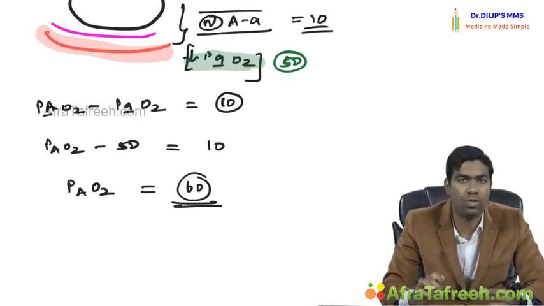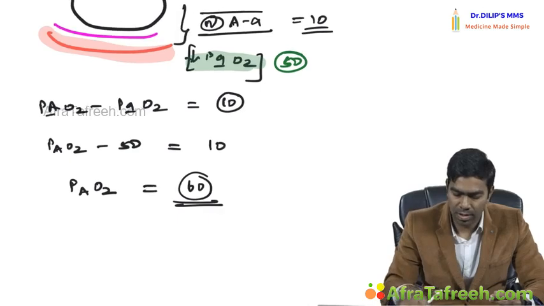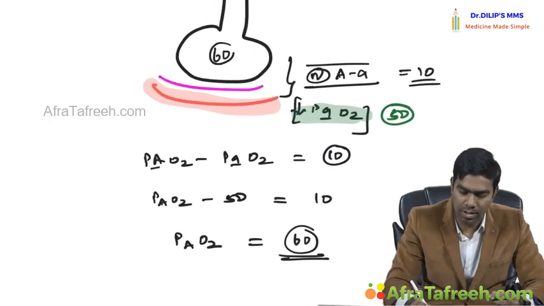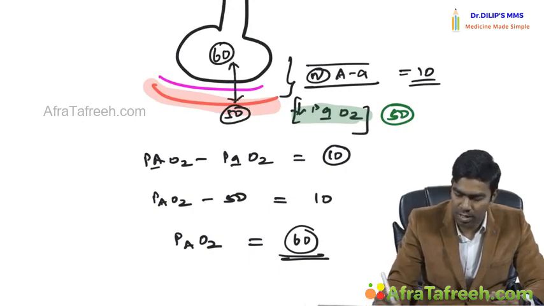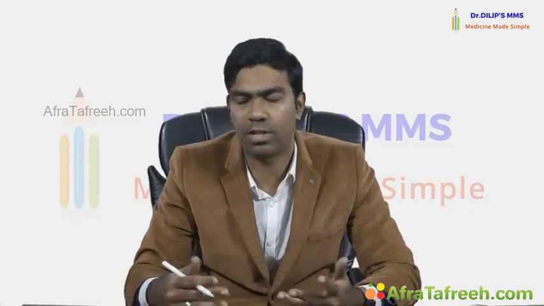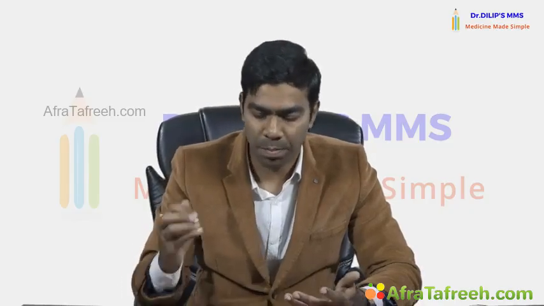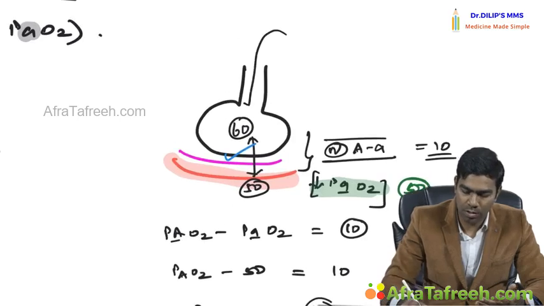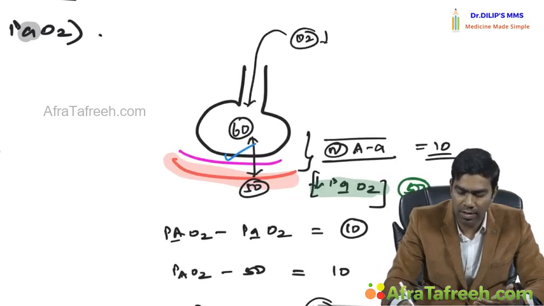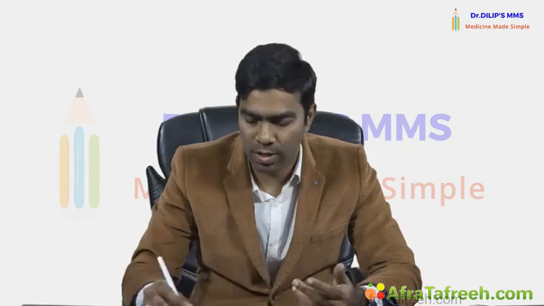So what does that mean really? It means that here you have only 60, here you have only 50, which means the diffusion is absolutely all right, the exchange of oxygen is absolutely all right, but the amount of oxygen that is entering into the alveoli itself is less. That's why your alveolar oxygen itself is only 60. That is the idea here. Clear?